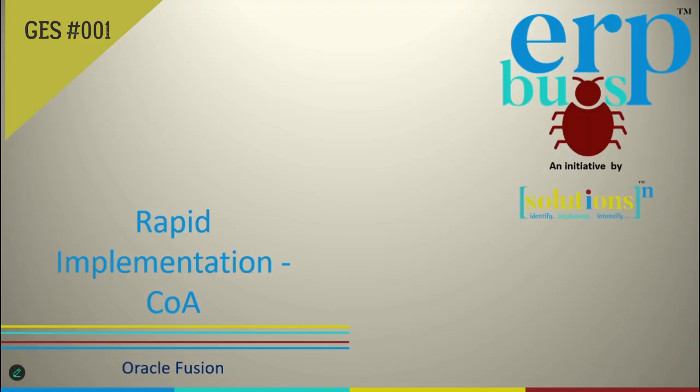Rapid implementation is a feature or facility given by Oracle to load all the information related to the chart of account, ledger, legal entity, and business unit by putting in a macro enabled Excel file provided by Oracle. There are certain limitations. Using this methodology, one can do the implementation quickly, but there are some limitations to it.